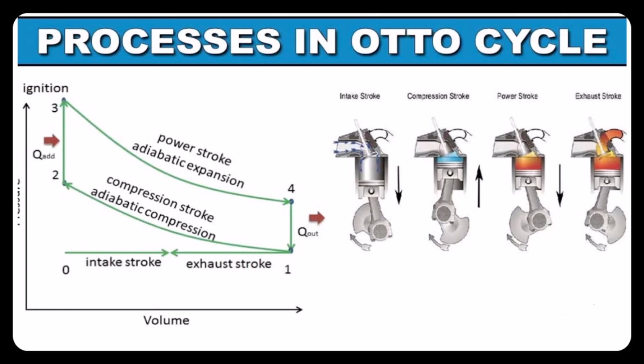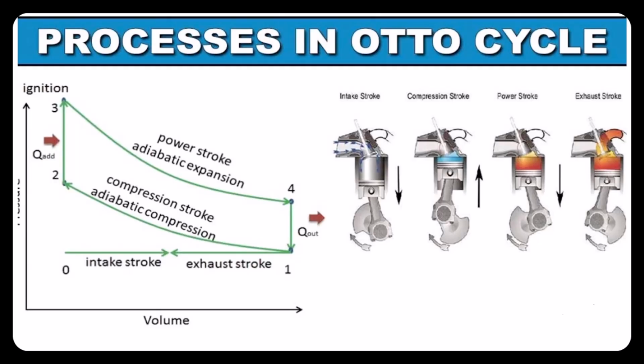CNG engines are spark ignition, SI engines. The fuel and air are mixed before combustion, and a spark plug initiates the reaction. So you can see the stages of the diagram. Number one, intake stroke. The piston moves down, drawing in air-fuel mixture. Pressure remains roughly atmospheric. Number two, compression stroke.